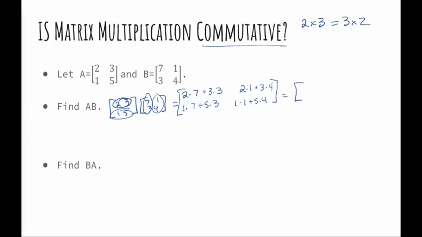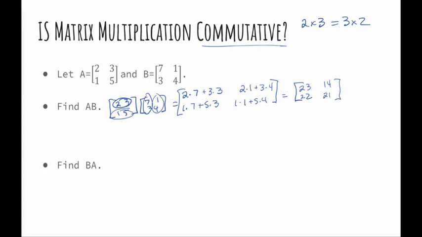And so that is 14 plus 9 is 23. 2 plus 12 is 14. 7 plus 15 is 22, and 20 plus 1 is 21.